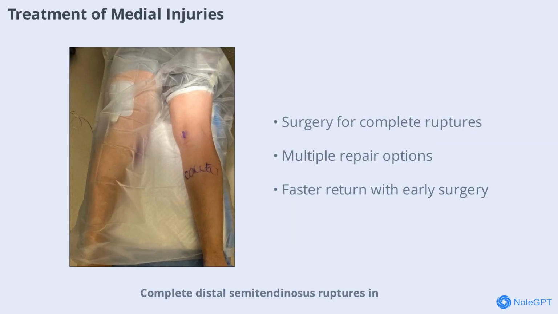Complete distal semitendinosus ruptures in athletes are usually treated surgically, as non-operative management often fails to restore full function. Surgical options include direct repair with suture anchors, tenodesis to the semimembranosus, or excision of the tendon stump. Postoperative protocols are similar across techniques, with most athletes returning to sport within 2 to 5 months. Early surgical intervention leads to better outcomes and faster return to play.